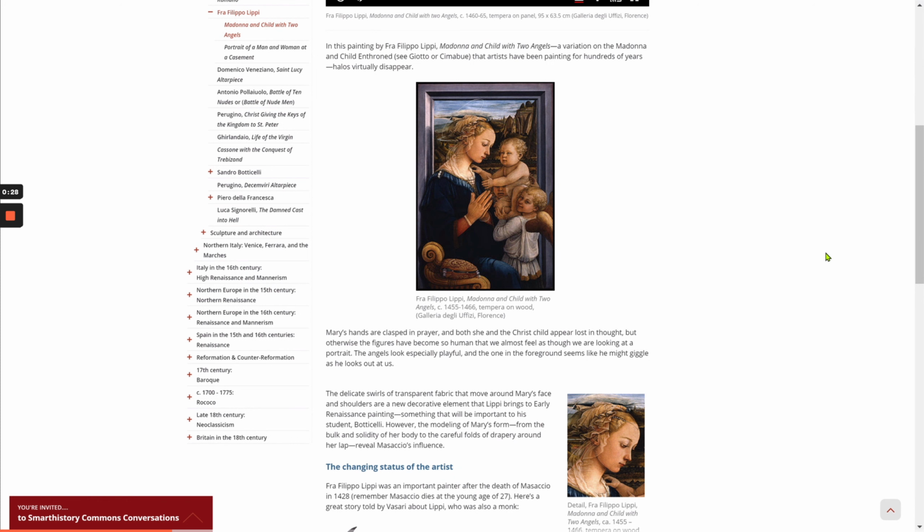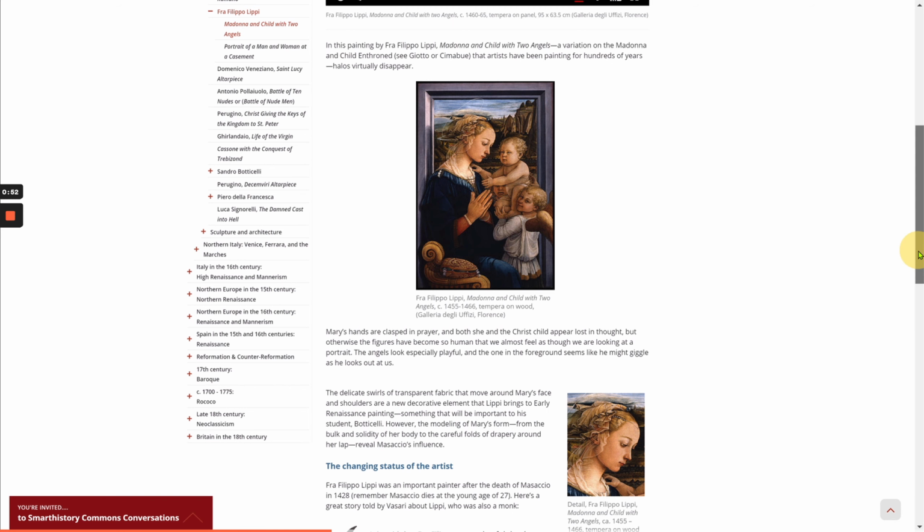The angels look especially playful, and the one in the foreground seems like he might giggle as he looks out at us. The delicate swirls of transparent fabric that move around Mary's face and shoulders are a new decorative element that Lippi brings to early Renaissance painting, something that will be important to his student Botticelli, who we will be looking at very soon. However, the modeling of Mary's form, from the bulk and solidity of her body to the careful folds of drapery around her lap, reveals Masaccio's influence.